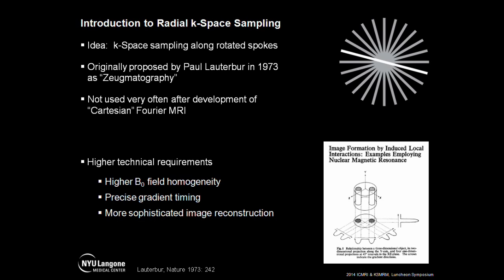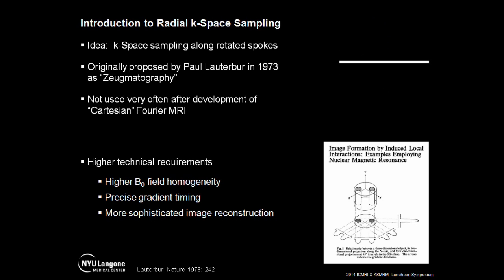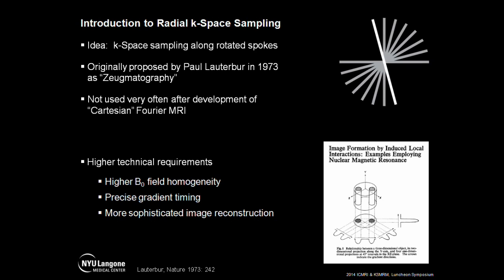And this is actually a very old idea, which has already been used by Paul Lauterbur in 1973. And if you remember this figure from his seminal MRI paper, it was actually radial k-space sampling that he described in his work. However, after the development of the phase encoding technique, or Cartesian Fourier MRI technique, radial sampling has never been used very often anymore, and in particular it has never been used for clinical routine applications.